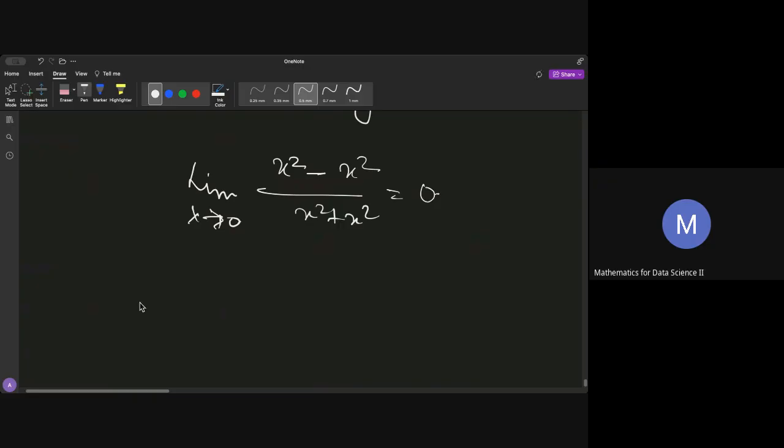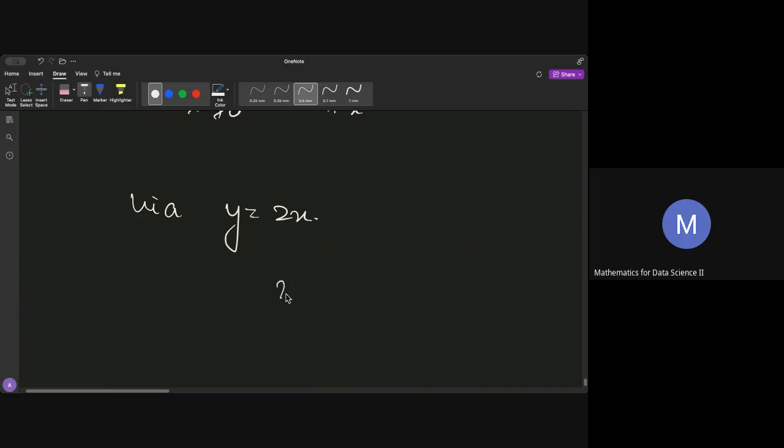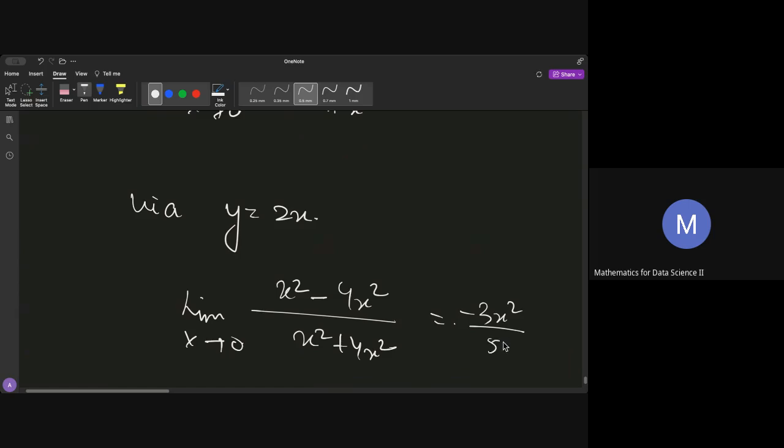Now let's test it via y equals 2x. Let's do this. You will have x square minus 2x square, that is 4x square, divided by x square plus 4x square, limit x tends to 0. Now if I take this, I'll have minus 3x square by 5x square. So this will be minus 3 by 5, right?